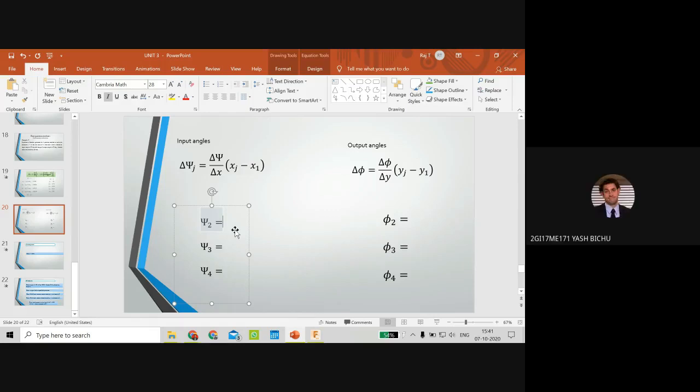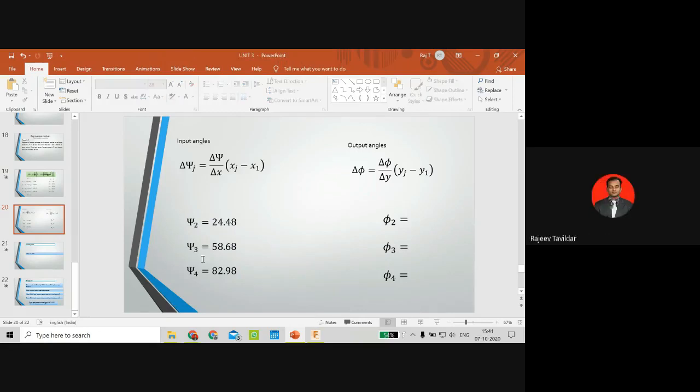So it is 24.48. 58.68. 82.98. Others, please don't blindly copy these values. You also solve this so that automatically it will be cross verified, because I'm not having the answers here. I'm also calculating along with you only.